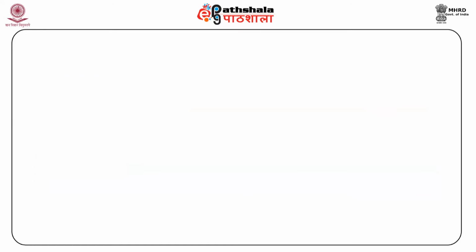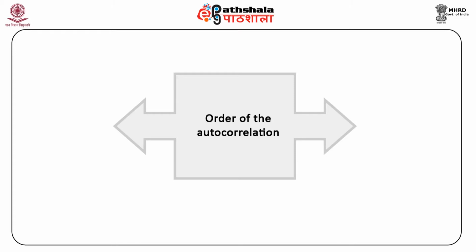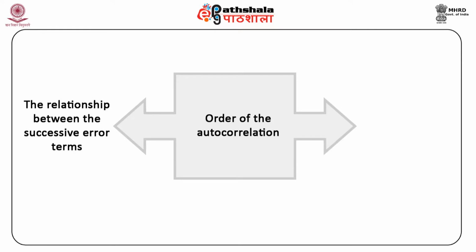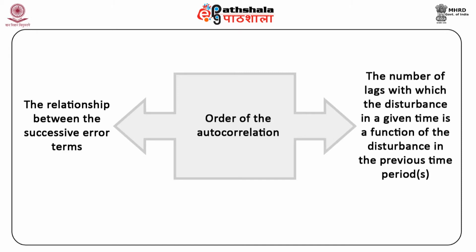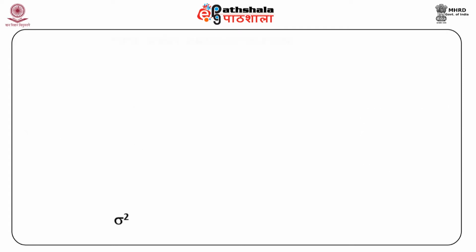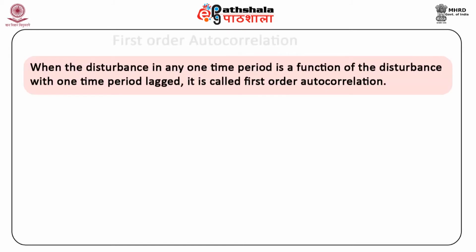Now we will study the order of autocorrelation, which is decided on the basis of the relationship between successive error terms and upon the number of lags with which the disturbance in a given time is a function of the disturbance in the previous time periods. Let us start with the first order autocorrelation. When the disturbance in any one time period is a function of the disturbance with one time period lagged, it is called first order autocorrelation.